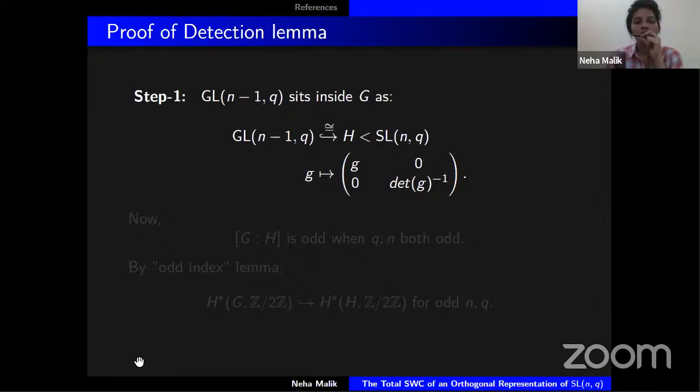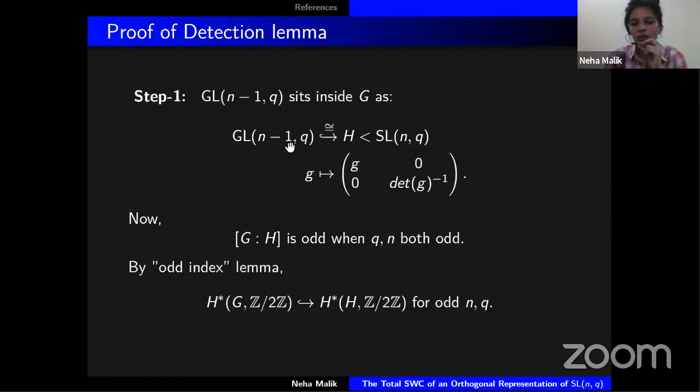So let me give a quick sketch of the proof of this detection lemma. Firstly, we can see that this GL_{N-1}(Q) sits inside SL_N(Q) in the form of this subgroup H, like this. Now, believe me when I say that the index of H in G is odd when N and Q are odd. This is just a simple calculation using the orders of the special linear groups and the general linear groups.